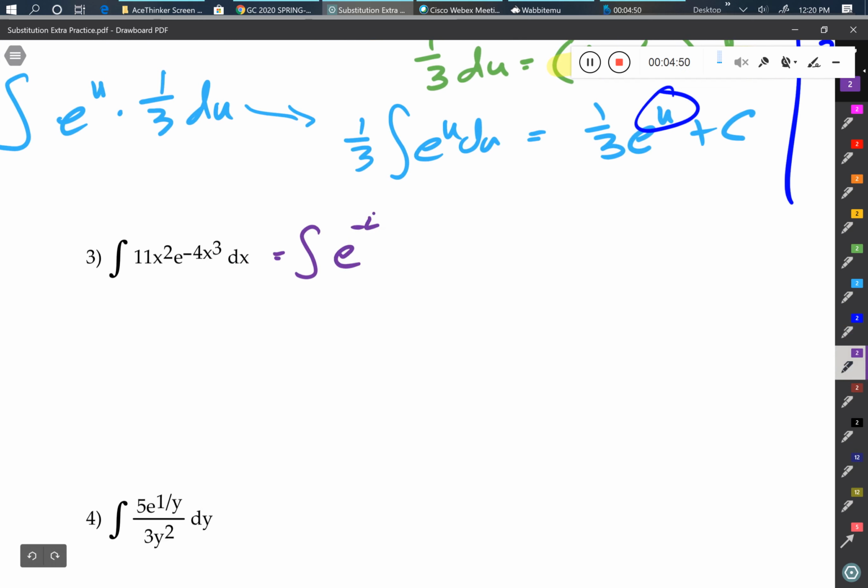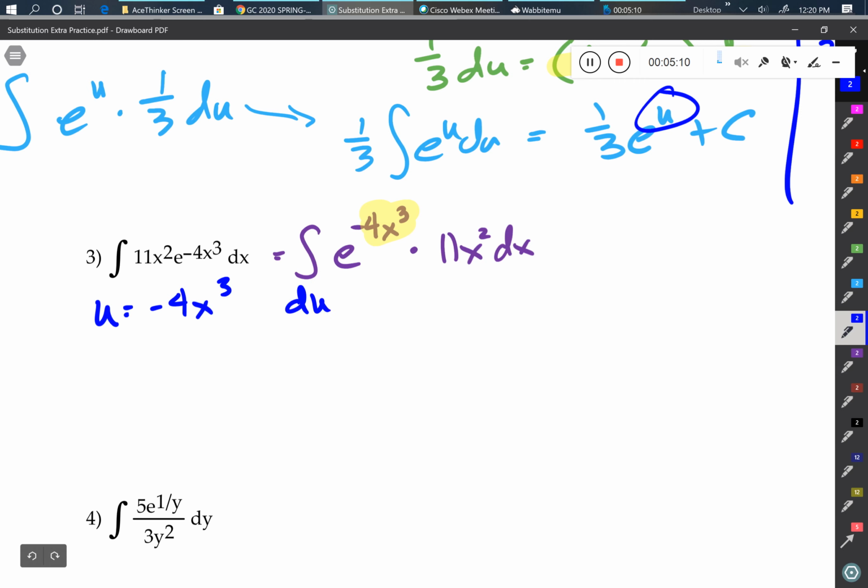It's e to the negative 4x cubed multiplied by 11x squared dx. There's the messy exponent, I don't want to do that, so that'll be our u substitution. So we will say that u is equal to negative 4x cubed. Then the differential du would be the derivative of that, so that'd be negative 12x squared dx.